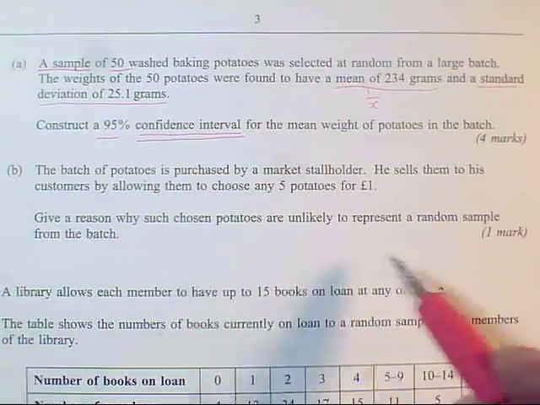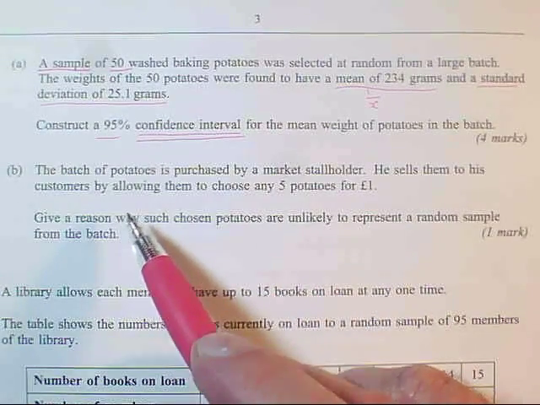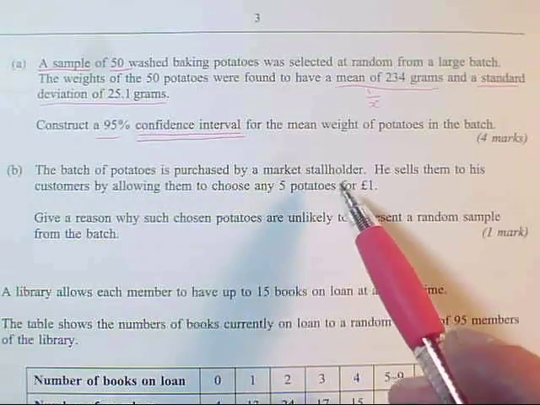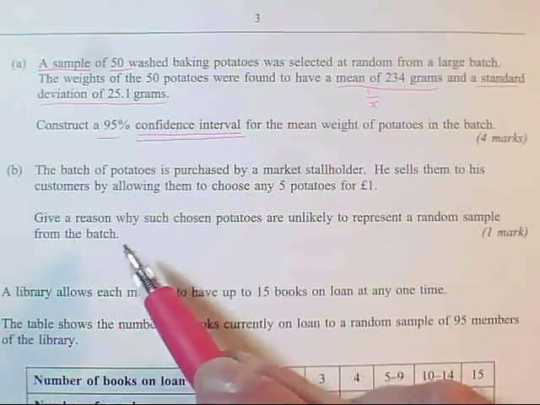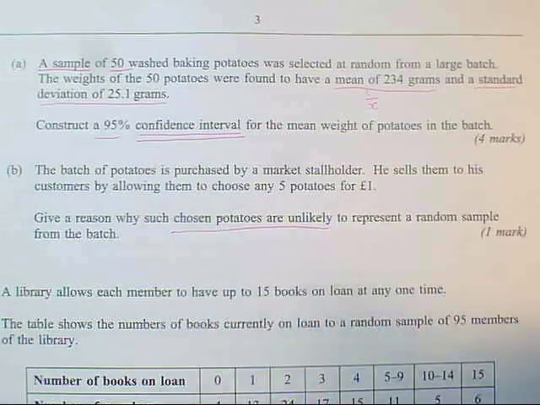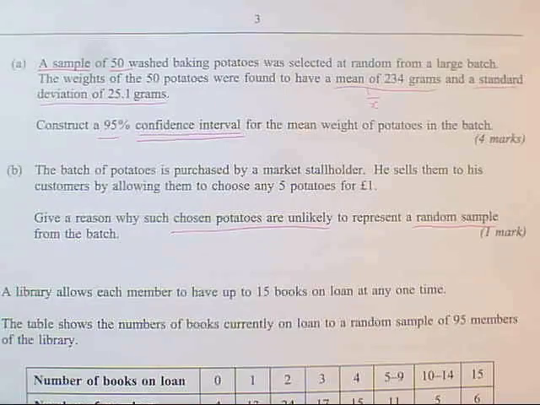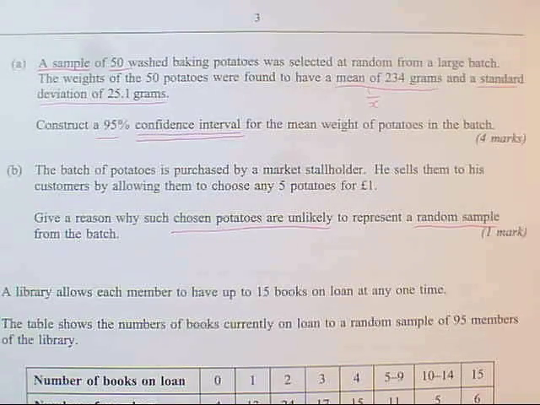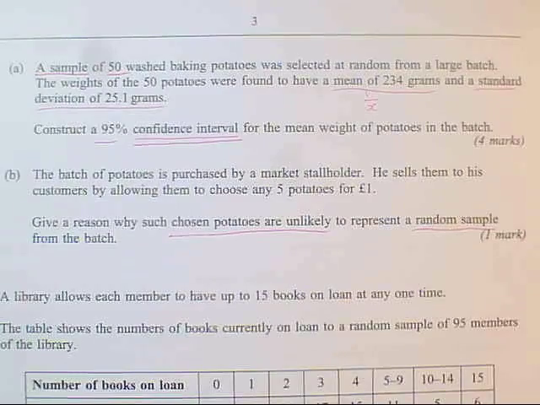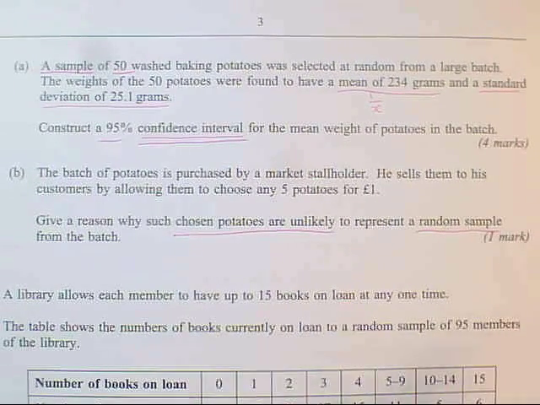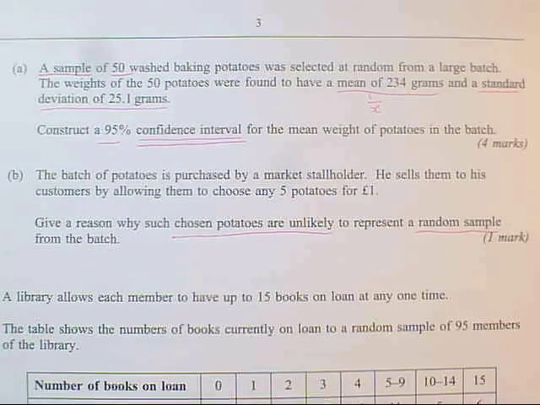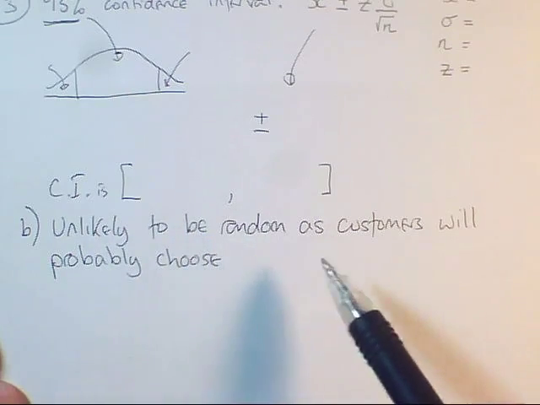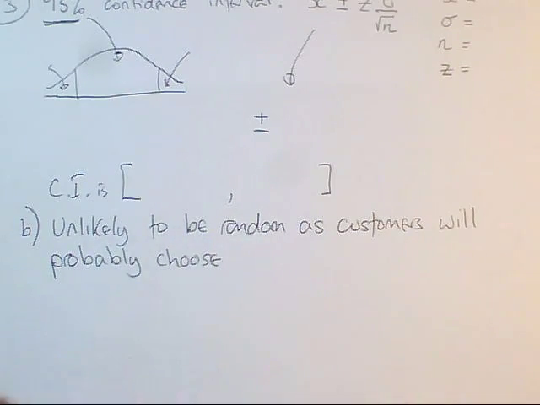Okay, and then in part B, it's just a one marker. We've got to say, so most of this is reading it, so they're purchased, he sells them to customers, they choose any 5 potatoes for £1, and we've got to give a reason why this is unlikely to be a random sample. So you need to think about not just a definition of random, you need to think about why in this particular case there would be some reason for customers to choose something other than a random potato. So you need to give a reason of the form: it's unlikely to be random because customers will probably choose, and then just say, using common sense, what you think they will do that isn't random.